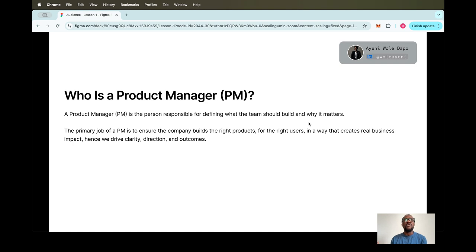So what is the core responsibility of a product manager? What do we do? What value do we bring into the system? As a product manager, our core responsibility is to ensure the company is building the right product for its audience, creating value for both the business and the customer.